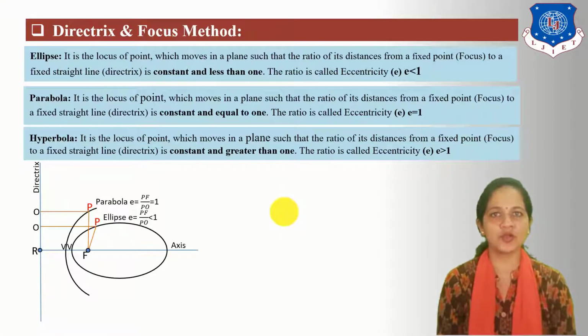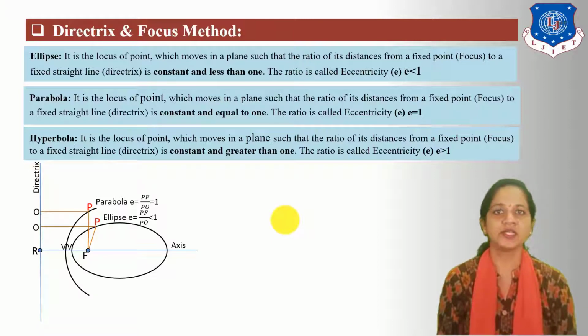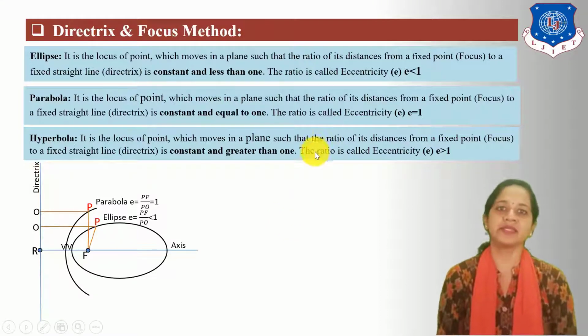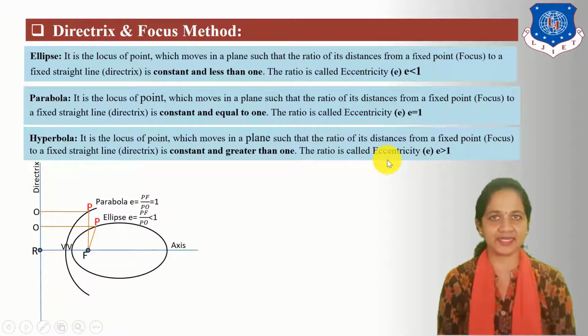A hyperbola is a locus of a point which moves in a plane so that the ratio of its distance from a fixed point to a fixed straight line is constant and greater than 1. Here the ratio is called eccentricity, and in the case of a hyperbola, eccentricity E is greater than 1. So let us understand this definition in the figure.